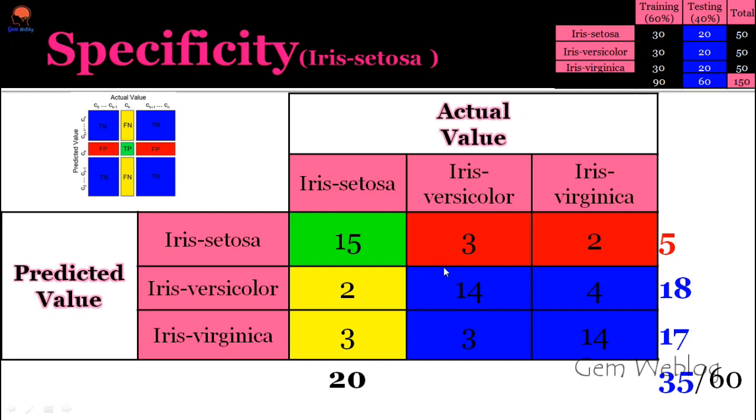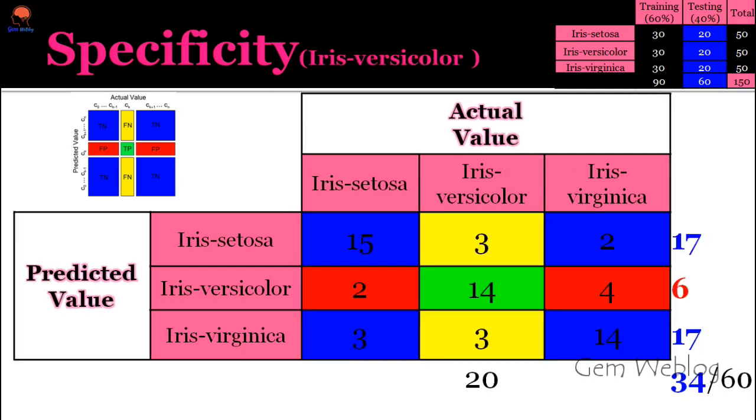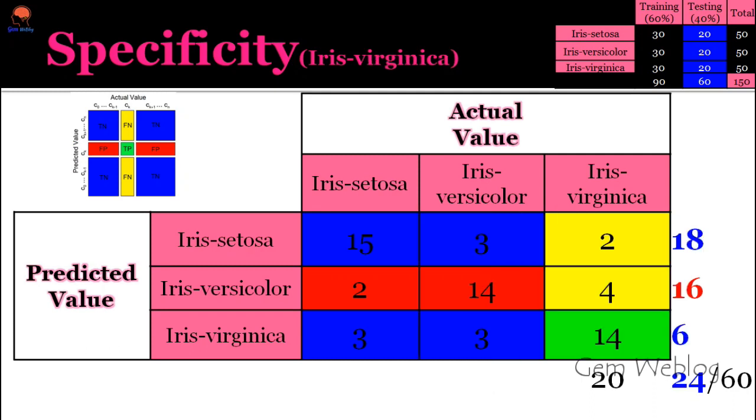Now we will see how the specificity is calculated for each class. For calculating specificity, only the true negative values are considered. Here 14 plus 4 is 18, 3 plus 14 is 17, 18 plus 17 is 35, divided by 40. So that is the specificity value for Iris Setosa. Next, the specificity value for Iris Versicolor is 15 plus 2 is 17, 3 plus 14 is 17. So totally 17 plus 17 is 34, divided by 40. So this is the specificity value for Iris Versicolor.